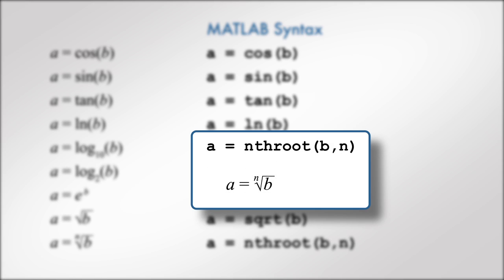Notice that the nth root function actually accepts two inputs. The first input is the value that we will compute the nth root of, and the second input is the value of n. For example, this syntax computes the cube root of 2. In this example, the input to the function is a single scalar value.